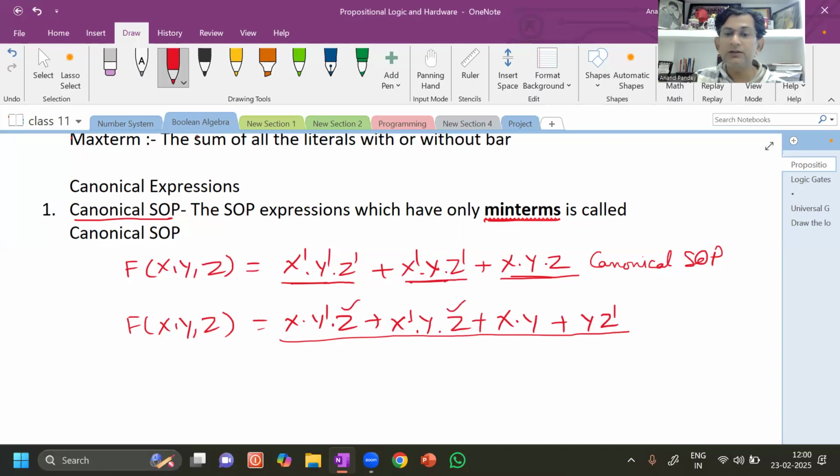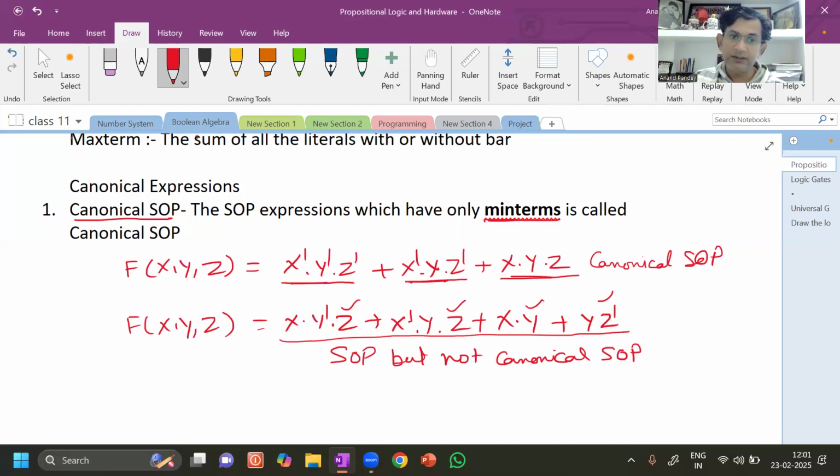But these two terms are not min terms. So since all the terms are not min terms, that's why this is not canonical. It is SOP, but not canonical SOP. SOP तो है लेकिन canonical नहीं है क्योंकि इसके सारे term min term नहीं है.